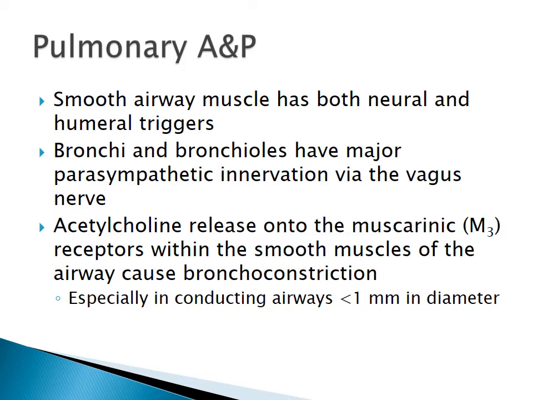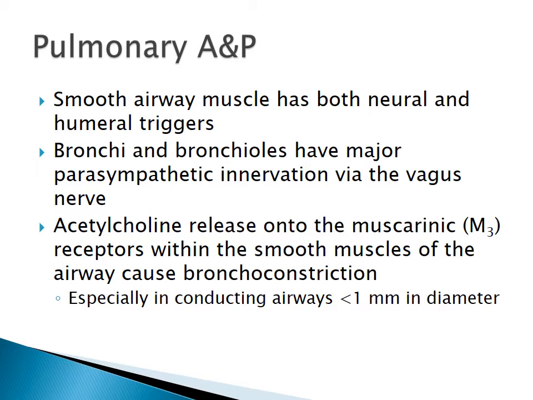Okay, so smooth airway muscles have both neural and humoral triggers. So when you look at how this works, why do people have bronchospasm? Why do people collapse their airways? What happens when you have an allergic reaction to something? It's generally mediated by parasympathetic. The parasympathetic system within your pulmonary tissue is going to cause pulmonary constriction.